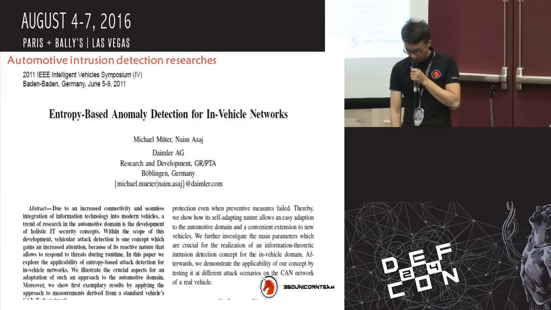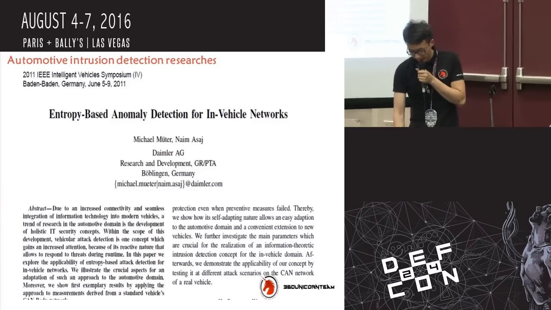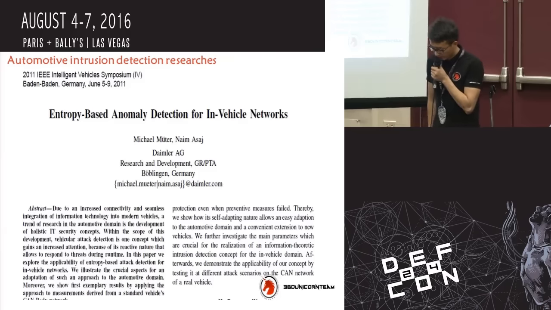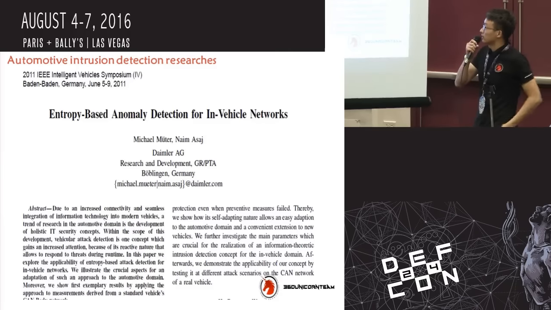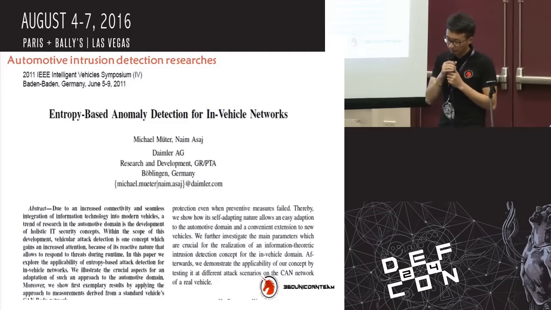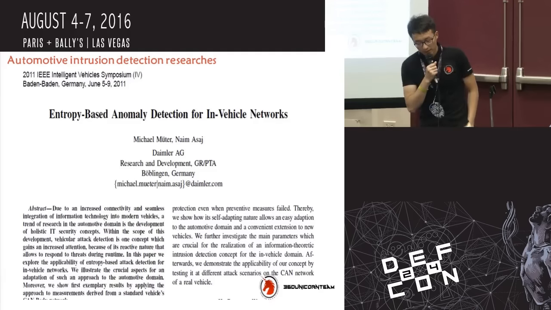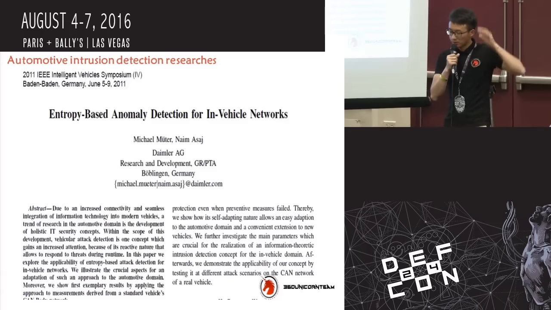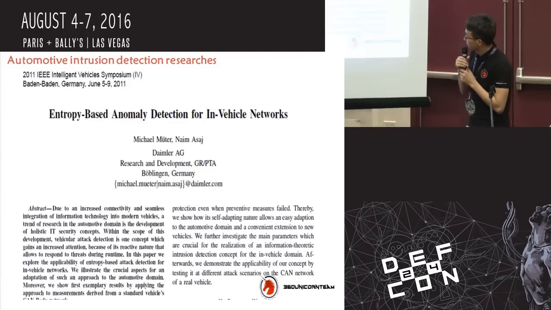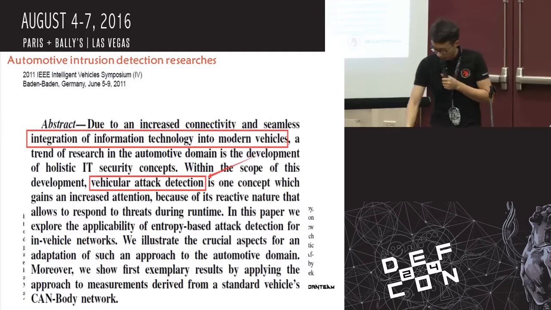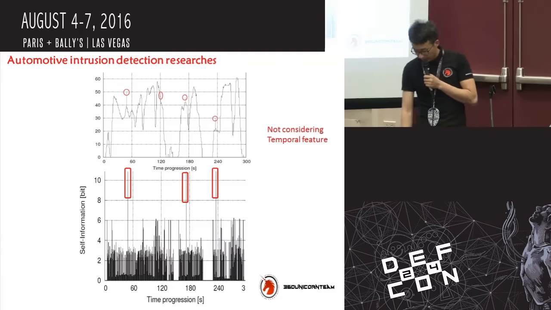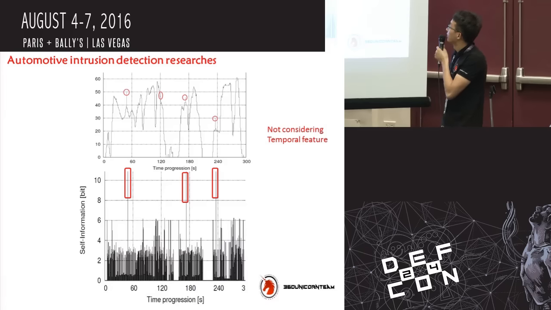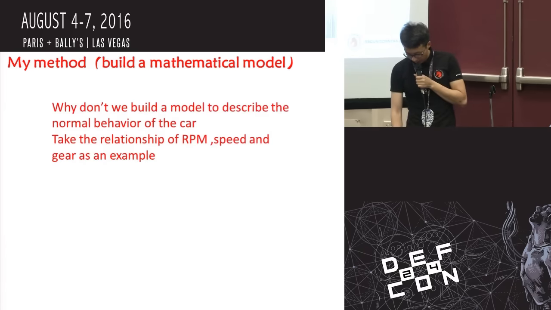So how to detect those attacks I've mentioned? The CAN researchers came up with entropy-based anomaly detection, in which you use the entropy of the network to detect attacks. They assume that if the CAN network experiences some kind of attack, the entropy of the traffic will change. You can see the result: they injected four packets and they detected three of those.